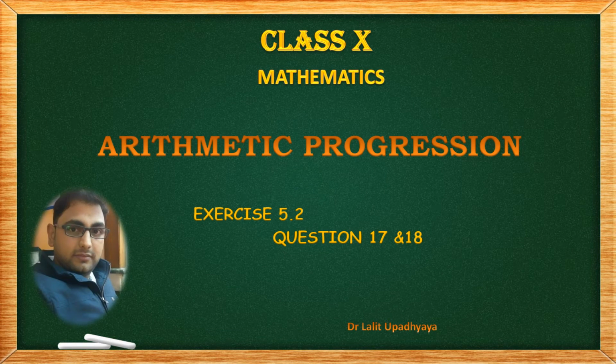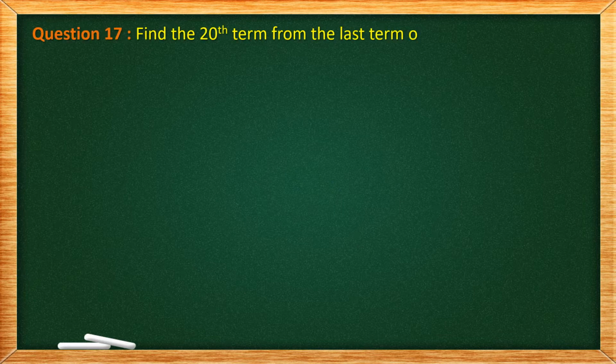Hello everyone. In this video we are going to solve question number 17 and 18 of exercise 5.2. This is question number 17: find the 20th term from the last term of the AP 3, 8, 13 and so on up to 253. The last term is 253 and we have to find out the 20th term from the last term.